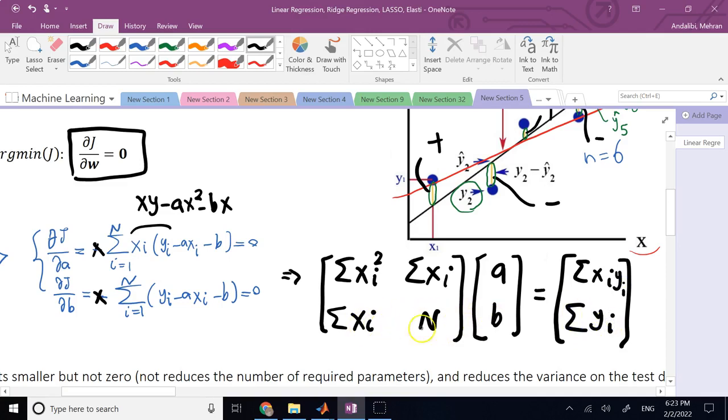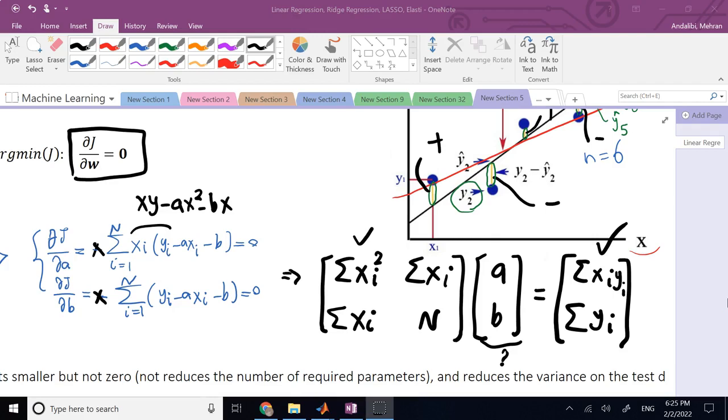And again, what? You have a known matrix, you have a known right hand side, you have an unknown vector, and by inverting in this case, because it's 2 by 2, you can easily get what? You can easily get the solution.